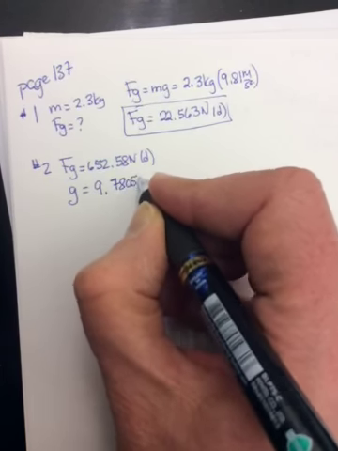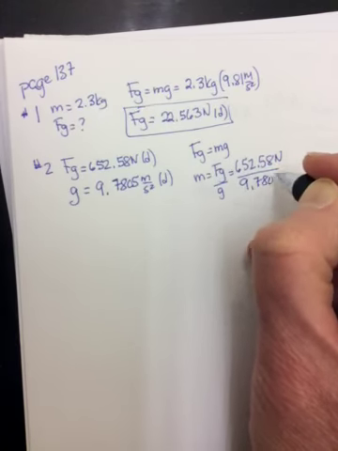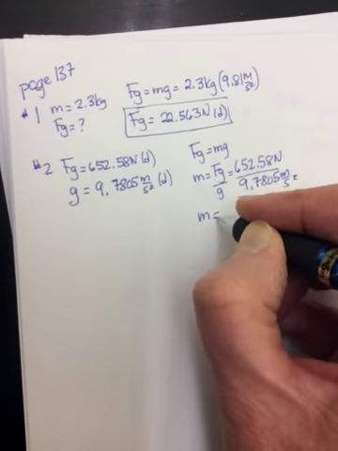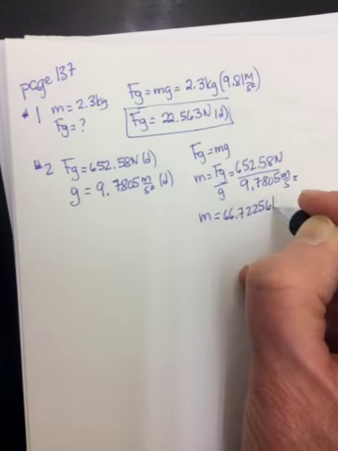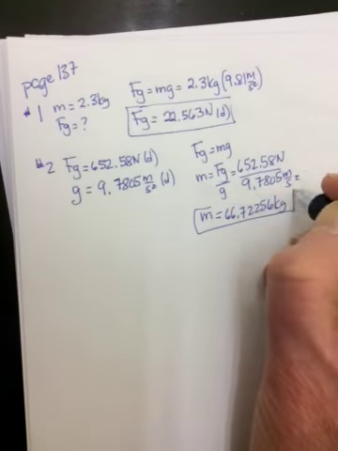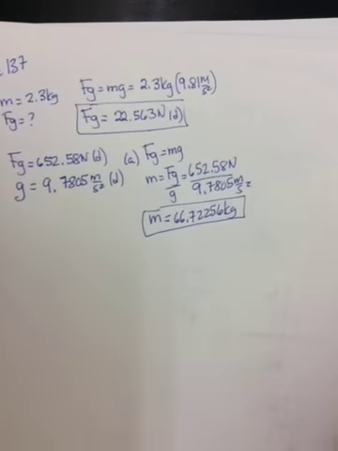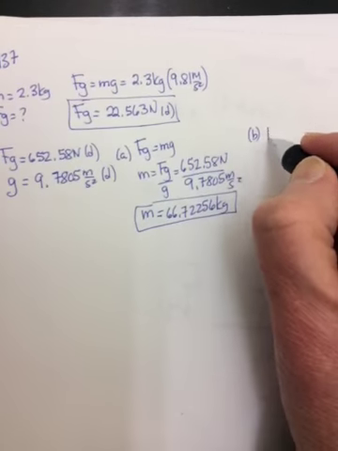So Fg is equal to mg, so your m is just equal to Fg divided by g. So your 652.58 newtons divided by your 9.7805 meters per second squared, and you should get a mass of 66.72256 kilograms. This is part A. Part B says determine your weight on Earth near the North Pole. So remember, your weight changes depending on where you are, but your mass doesn't.